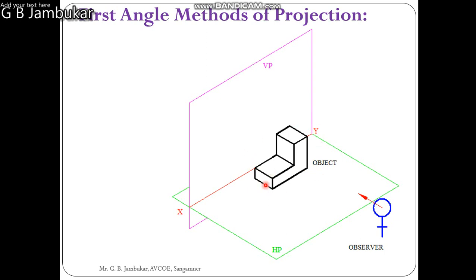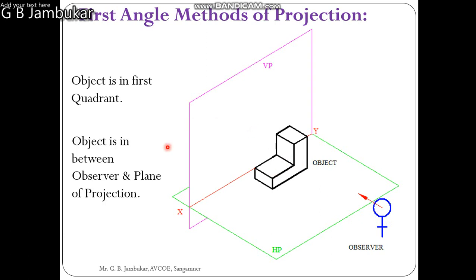Now the object is in the first quadrant. This is a simple L-shaped plate, which is the object, in the first quadrant, which means it is above HP and in front of VP. So the object is in the first quadrant for the first angle method of projection. If you see the location of the object with reference to the observer and the plane, the object is in between the observer and the plane of projection.